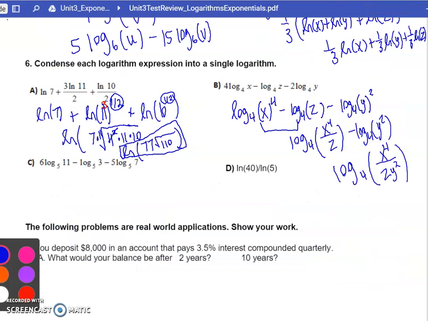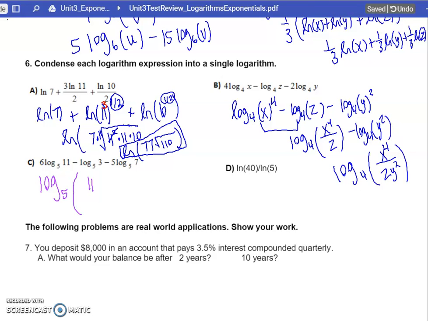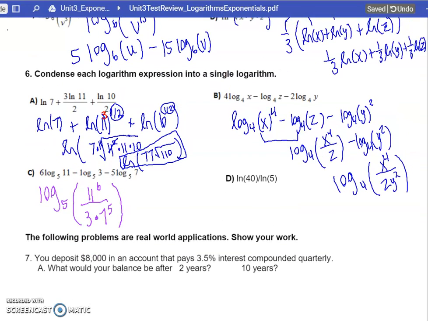Now we got another one with numbers, which is just going to make it a little bit more challenging. So I can do log base 5. It's the same concept as letter B, of 11 to the 6th power over 3 times 7 to the 5th power. That directly matches with the answer key, so we don't need to simplify all that computation inside there.